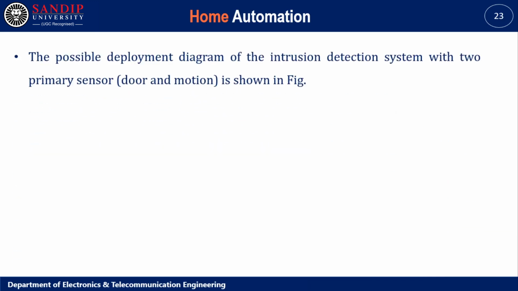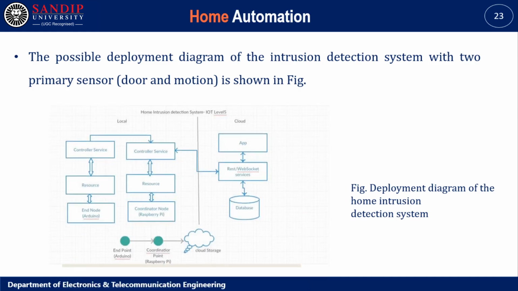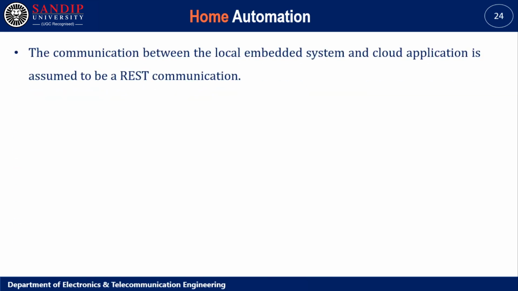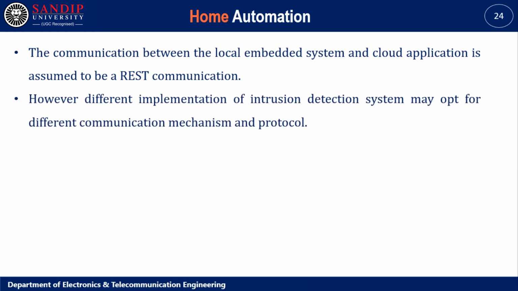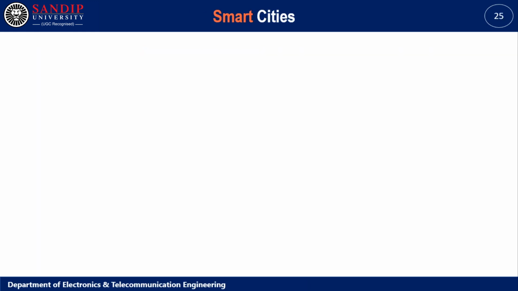The possible deployment diagram of the intrusion detection system with two primary sensors, that is door and motion, is shown in the figure. The figure shows the basic deployment diagram of the home intrusion detection system. The communication between the local embedded system and cloud application is assumed to be REST communication. However, different implementations of intrusion detection systems may opt for different communication mechanisms and protocols.